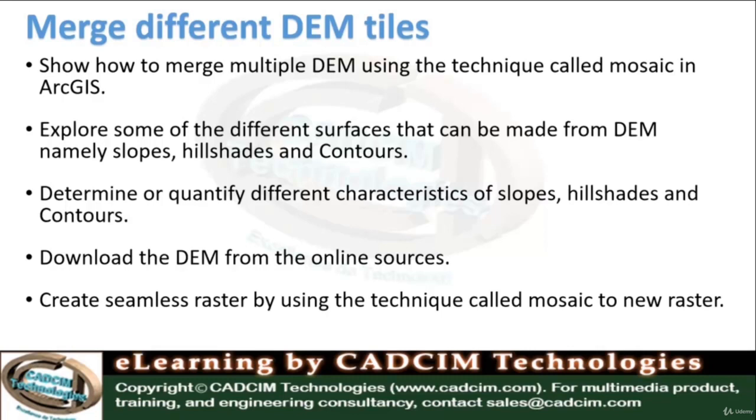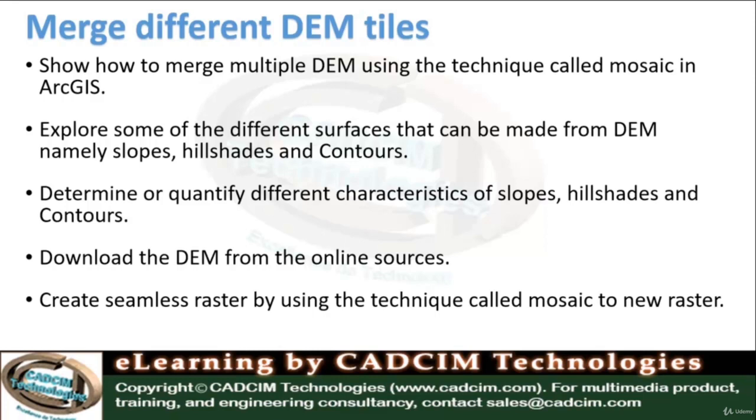Today in this video I am going to show you how to merge multiple DEMs using the technique called Mosaic in ArcGIS as our primary GIS tool. After that we are going to explore some of the different surfaces that can be made from a DEM, namely slope, hillshade, and contours in the upcoming videos, and then determine or quantify different characteristics of slope, hillshade, and contours.